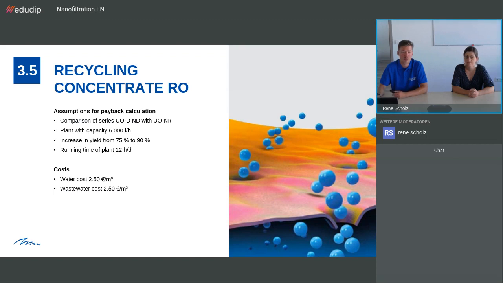All right, we will do a small comparison of two units: a UOND, a standard low pressure unit with reverse osmosis membranes, and a UOKR, with the concentrate recirculation over the nanomembranes. We take an example with a capacity of 6,000 liters per hour, and we increase the yield, like we just said, from 75 to 90%. We calculate this with a running time of the plant of 12 hours per day. The water cost may be different in your country, but we calculated with the German general €2.50 for fresh water and €2.50 for the wastewater.